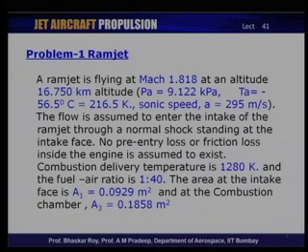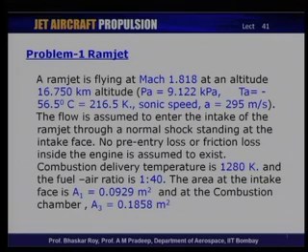A ramjet engine is flying at Mach 1.818 at an altitude of 16.75 kilometers, where the ambient pressure is 9.122 kilopascals and the ambient temperature is minus 56.5 degrees centigrade, which is 216.5 K, and the sonic speed is 295 meters per second. Now, the flow is assumed to enter the intake of the ramjet through a normal shock standing at the intake phase. So, the entire shock structure there is simplified into one single normal shock, and analysis through that shock would suffice in solution of this problem.